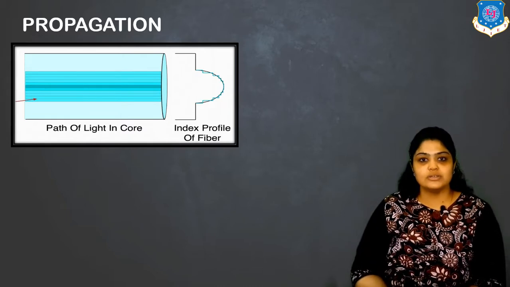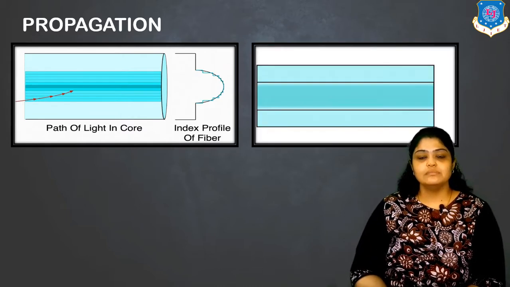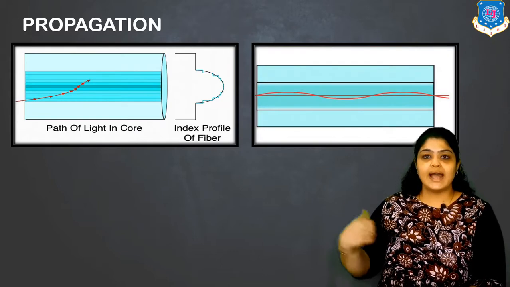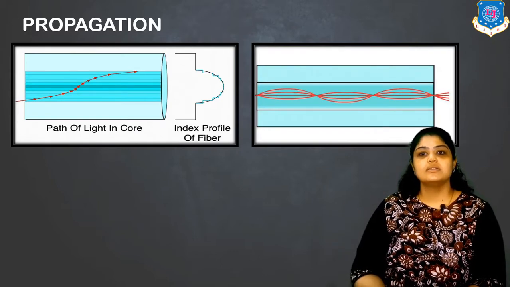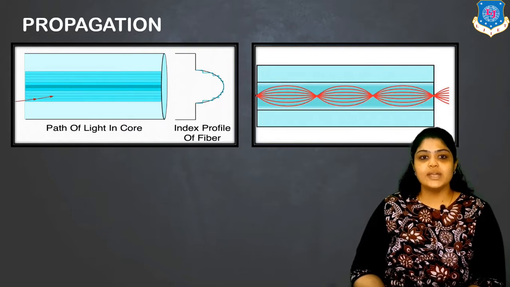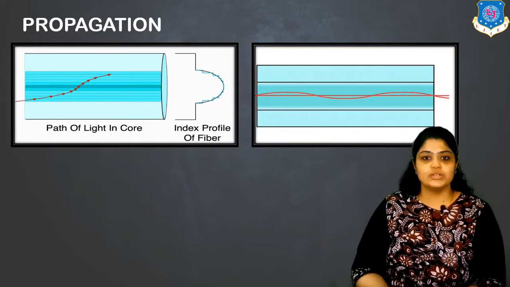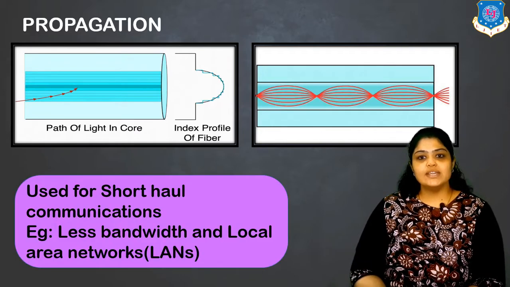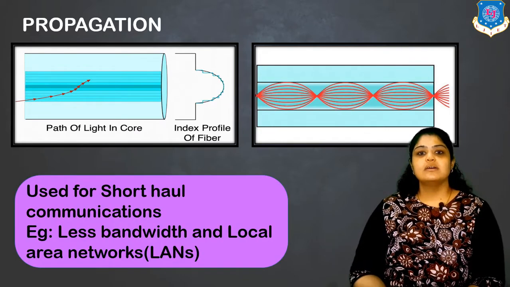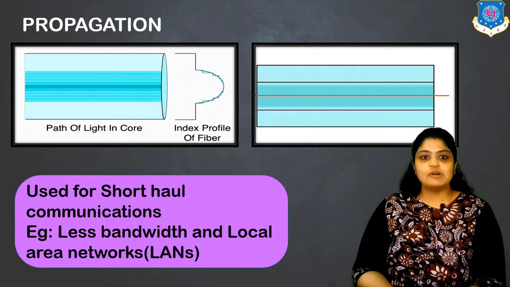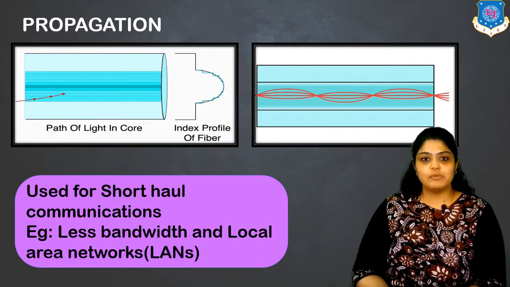See in the animation. And now you can have a look. This is how the light or the signal propagates through the cable. So it's like sinusoidal motion. It is used for short haul communications, local area networks, having less bandwidth. So these are some of the applications of using such a type of cable.